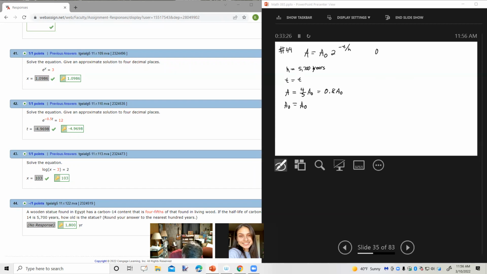So now I've got 0.8 A sub 0 equals A sub 0 times 2 to the negative T over 5,700 years. We're going to divide both sides by A sub 0. 0.8 equals 2 to the negative T over 5,700 years. We get log base 2 of 0.8 equals negative T over 5,700. We're going to multiply both sides by negative 5,700 so that we get rid of the 5,700 and the negative. So T equals negative 5,700 times, and I'm going to use the change of base formula to get there.